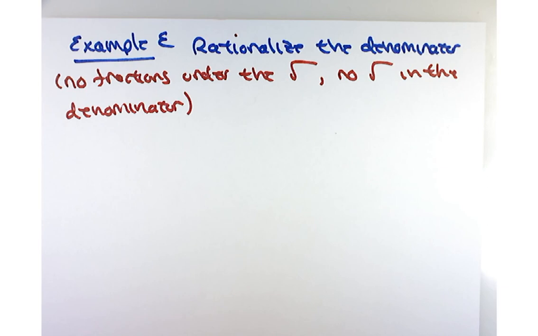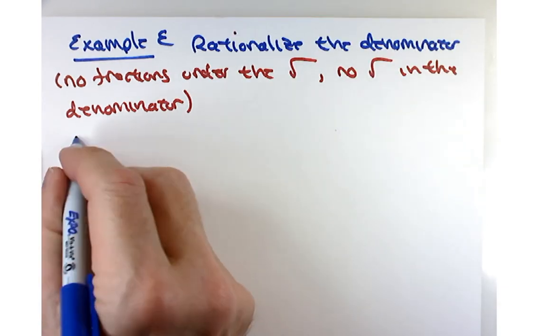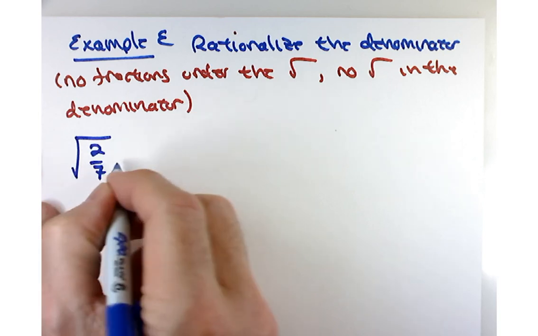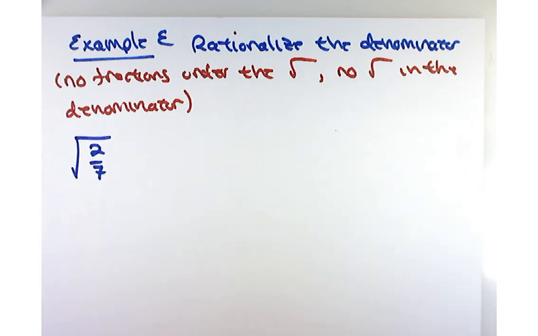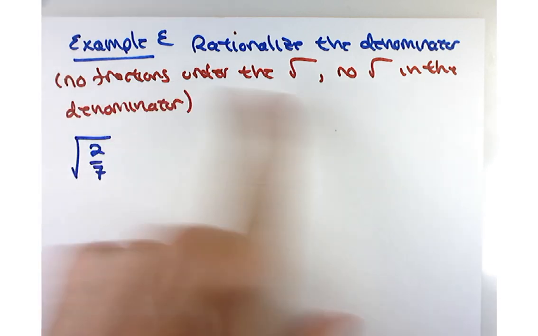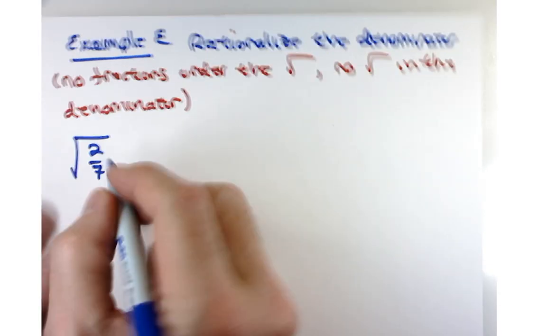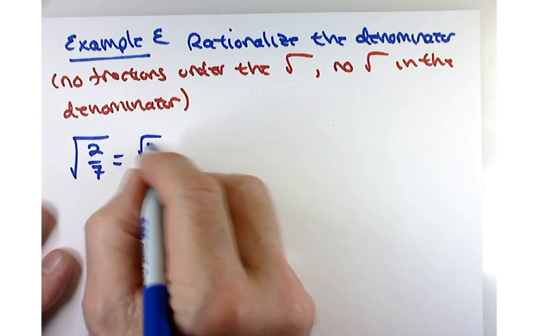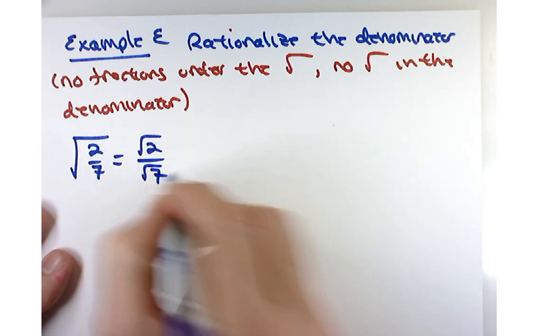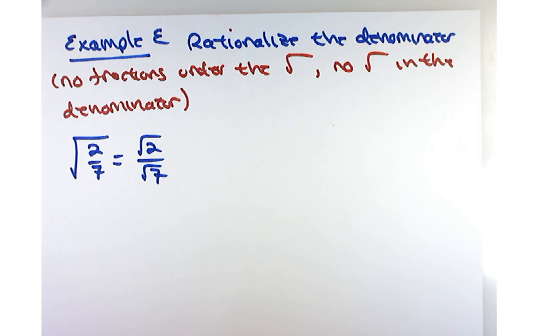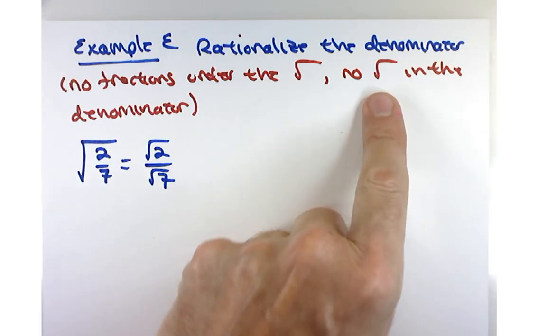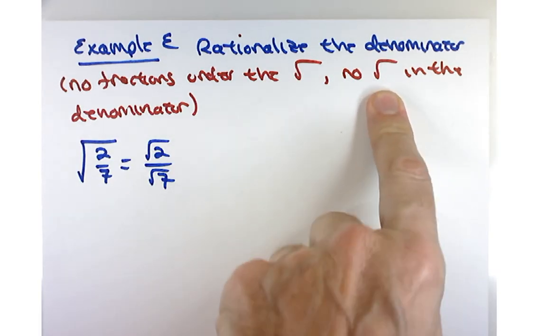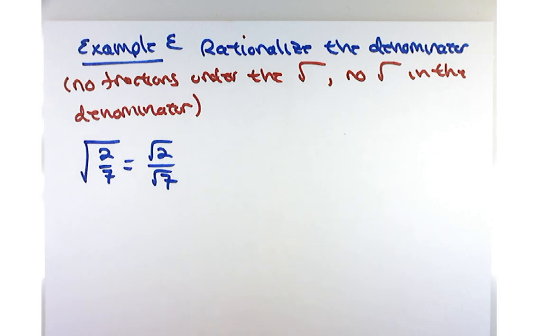So if I were to give you something like the square root of 2 over 7, then you could look at that and say, all right, well, no fractions underneath the radical. So very cleverly you say, all right, well, I'll write that as square root of 2 over square root of 7. Problem solved. But then I point to this one, I'm like, well, we can't have a square root in the denominator. All right, now you've got to think a little bit.